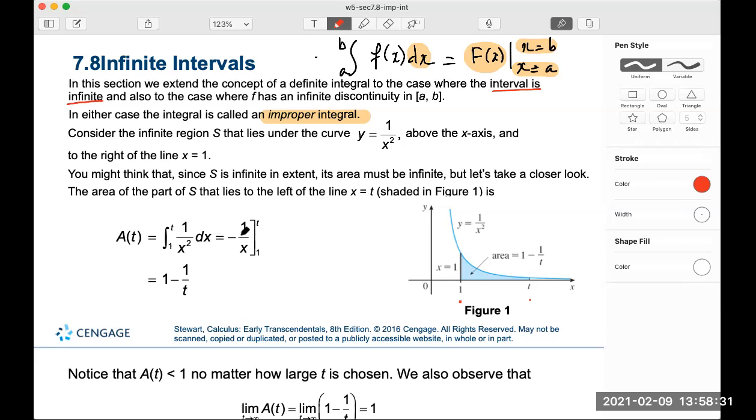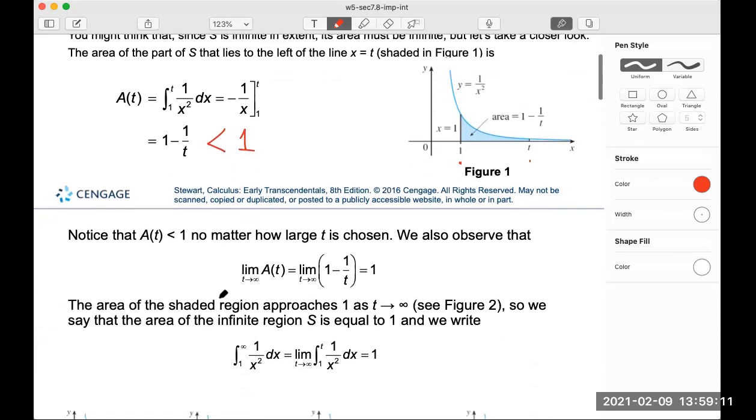And the antiderivative of 1 over x squared is negative of 1 over x. We evaluate from x is equal to 1 to t, or in other words, the area is computed by this. It is 1 minus 1 over t. This area is smaller than 1, right? Because it is 1 subtract a number, so it's smaller than 1.